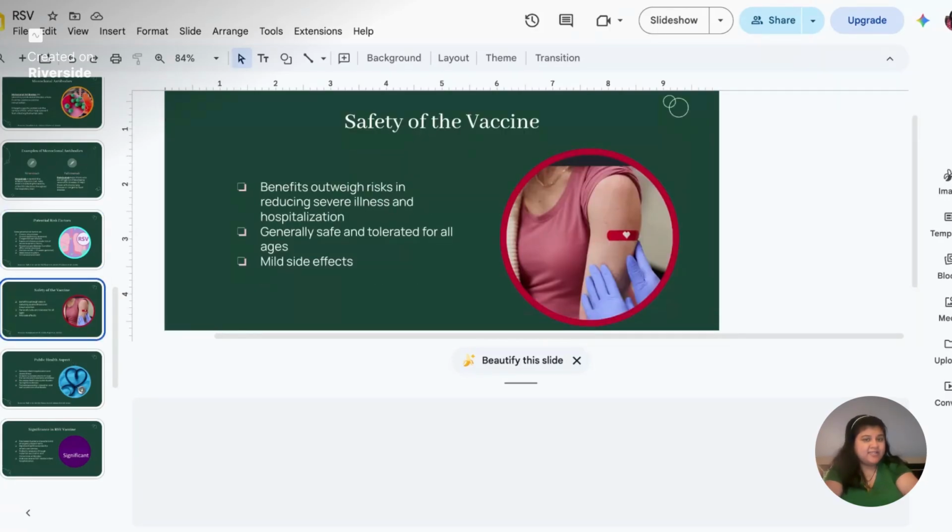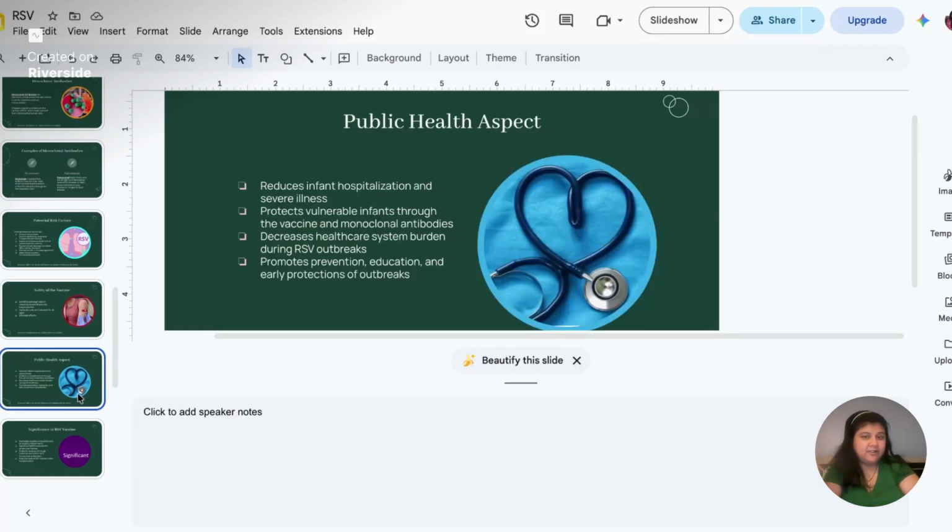On the safety of the vaccine, the benefits outweigh the risks in reducing severe illness and hospitalization. It is generally safe and tolerated for all ages. There are some mild to extreme side effects, but it's not completely severe.